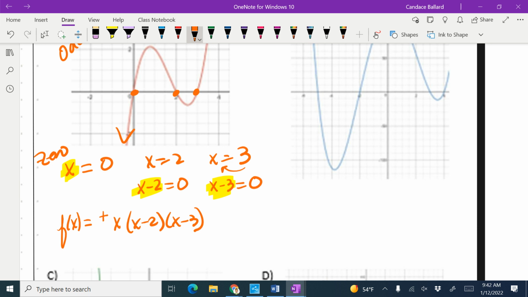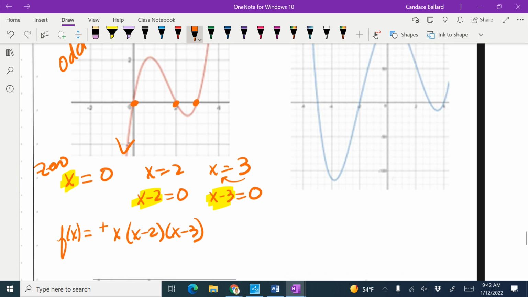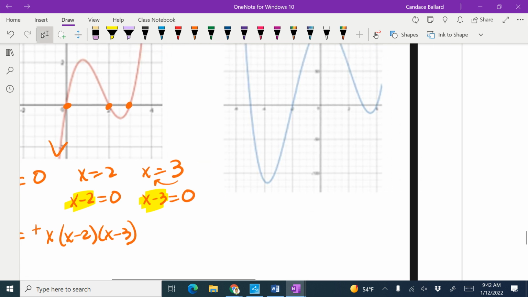Okay, that's my expectation, that you can write that much. I'm not going to give you ones that use a coefficient in front that squishes it and stretches it and all that business. Okay? All right. Let's take a look at the next one.